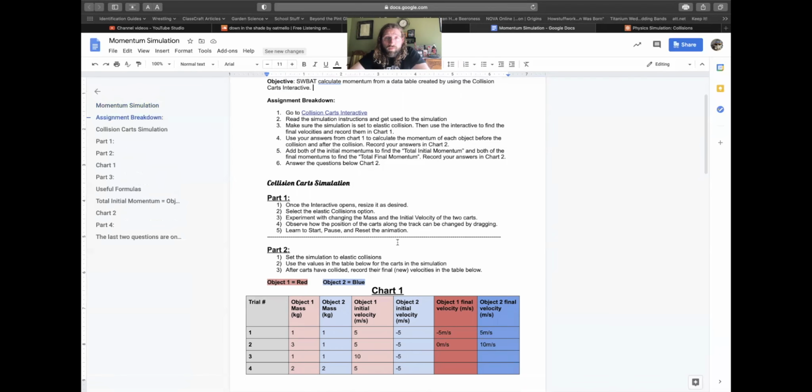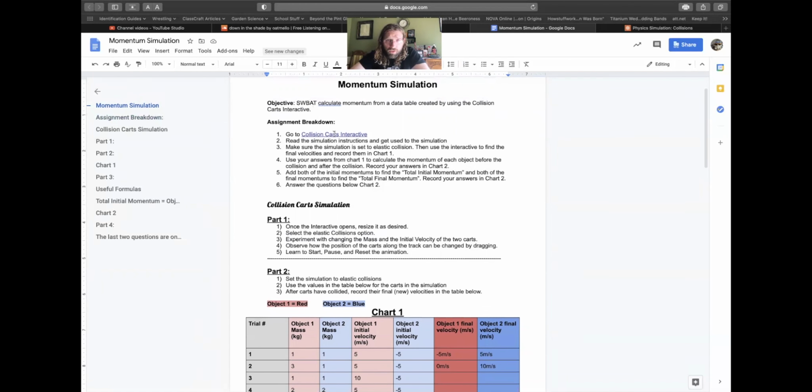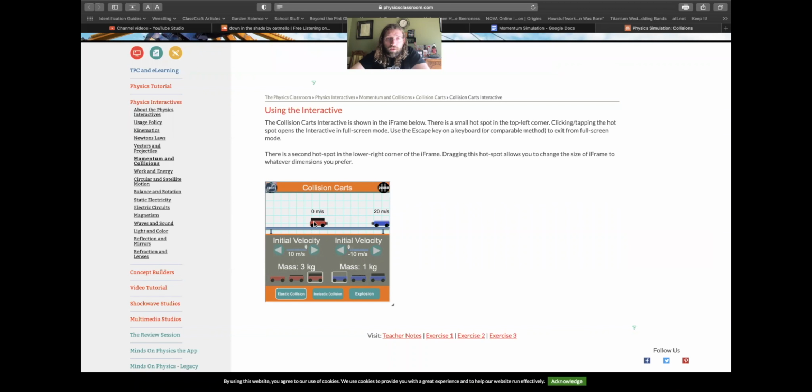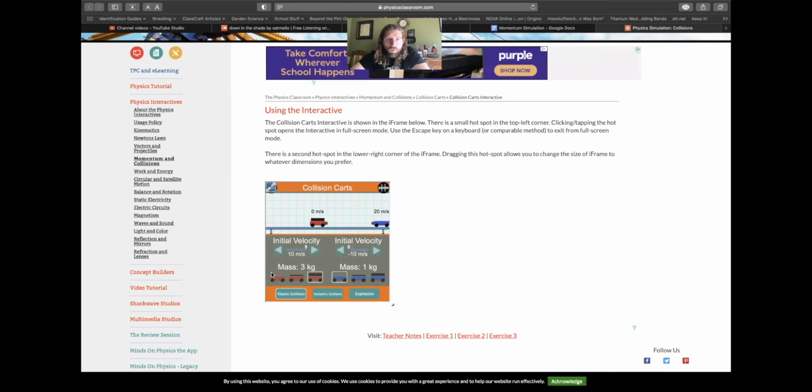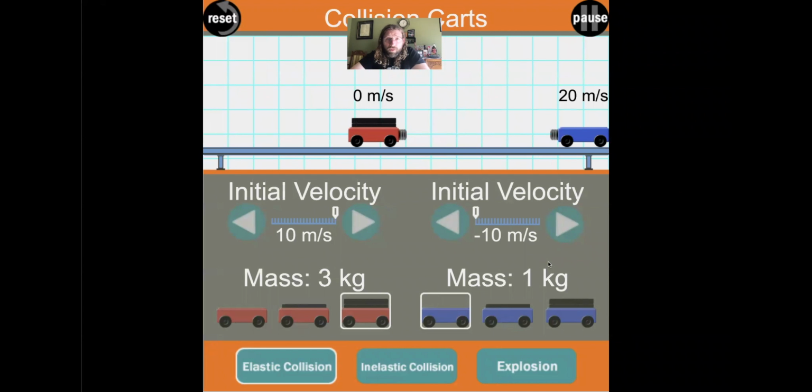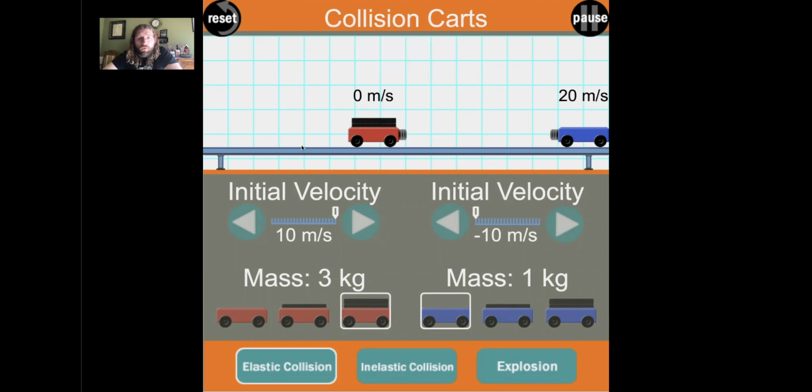So, you have a simulation to do. The simulation is right here. When you click on this link, it takes you to this, and you get two little carts to experiment with. I'll pull up the full screen so you can see it. You have two carts, and you can set them to 1 kilogram, 2 kilograms, or 3 kilograms in mass, and you can set their velocities to positive or negative 10, and different amounts in between. I think it's 1 meter per second intervals there.